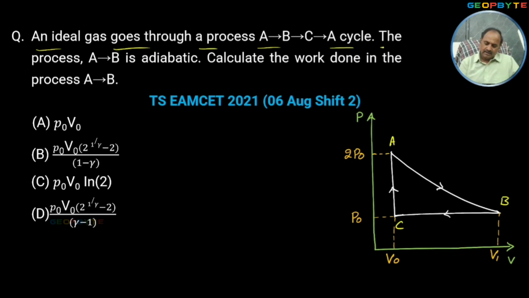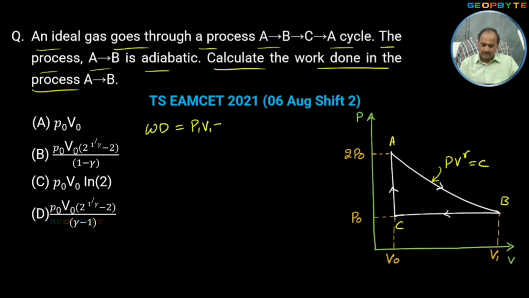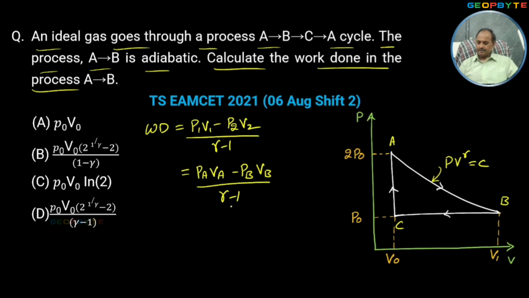In the ABCA cycle, the process AB is adiabatic. The process AB adiabatic means the governing rule is PV power gamma equal to constant. Calculate the work done in the process AB. Work done for the adiabatic process is P1V1 minus P2V2 divided by gamma minus 1. So in terms of AB, it is PAVA minus PBVB by gamma minus 1.